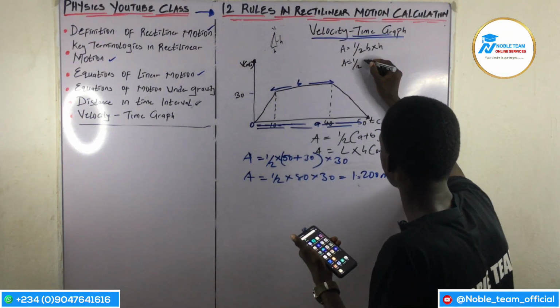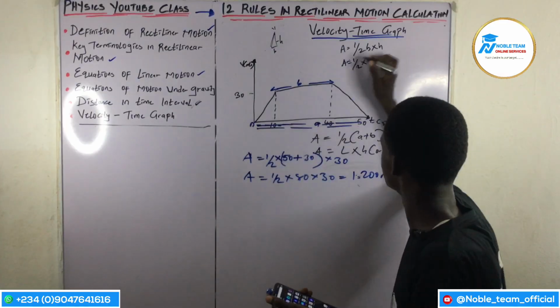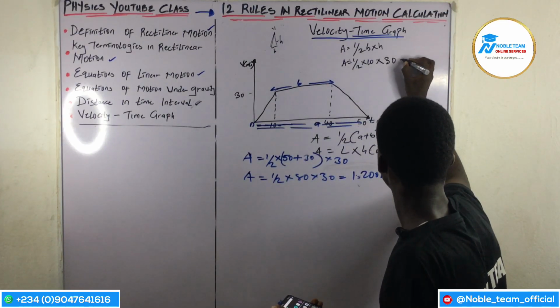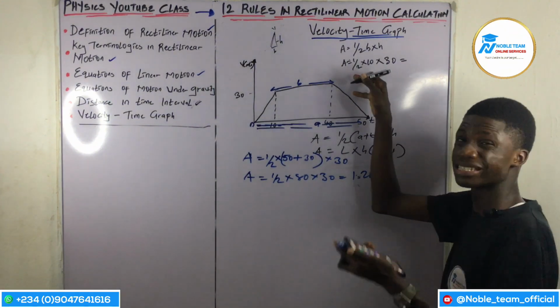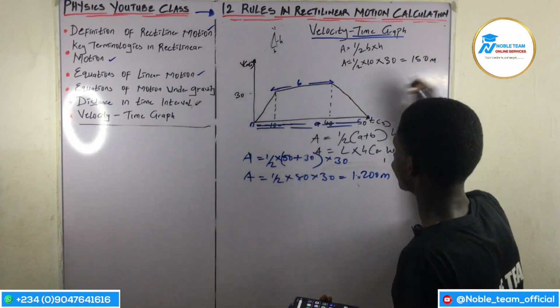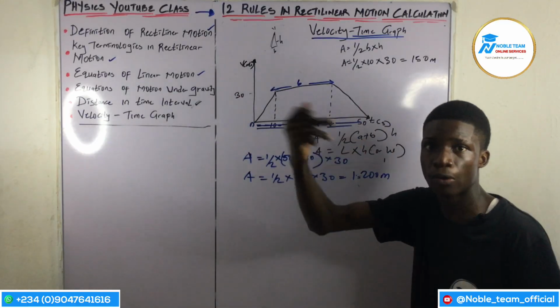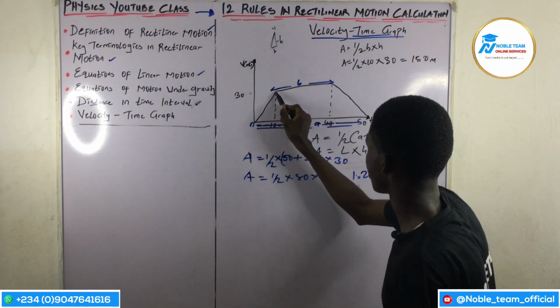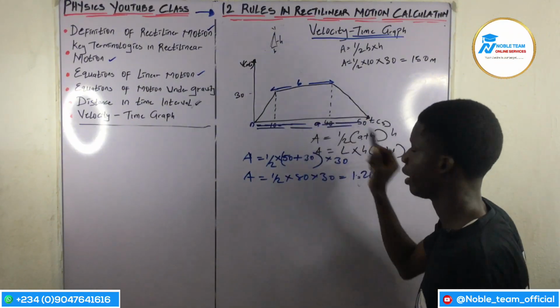Now, multiply by your base, which is 10 minus 0, will give us 10, multiplied by your height, which is 30. Will give us 30 multiplied by 10, this is 300, divided by 2 will give me what? 150. I've gotten this part. I want to solve it one by one for those of us that like stress. Now, this is for rectangle. Rectangle is from here to here to here.